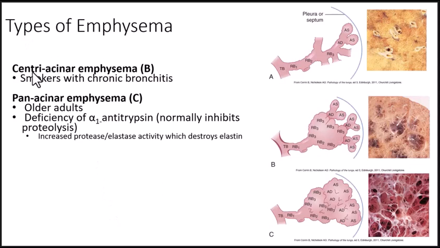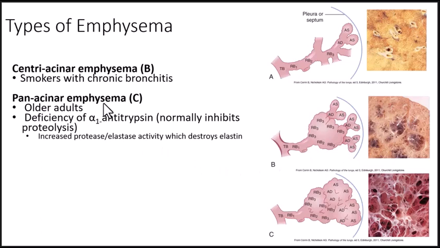The two types of emphysema that we'll speak of are called centriacinar emphysema and panacinar emphysema. Centriacinar is seen more commonly in smokers that have chronic bronchitis. And if we look at this example here, compared to normal, so we have our respiratory bronchioles, and then we get into the alveoli. You can see that the respiratory bronchioles in this example are quite enlarged. But overall, the alveoli have been spared.